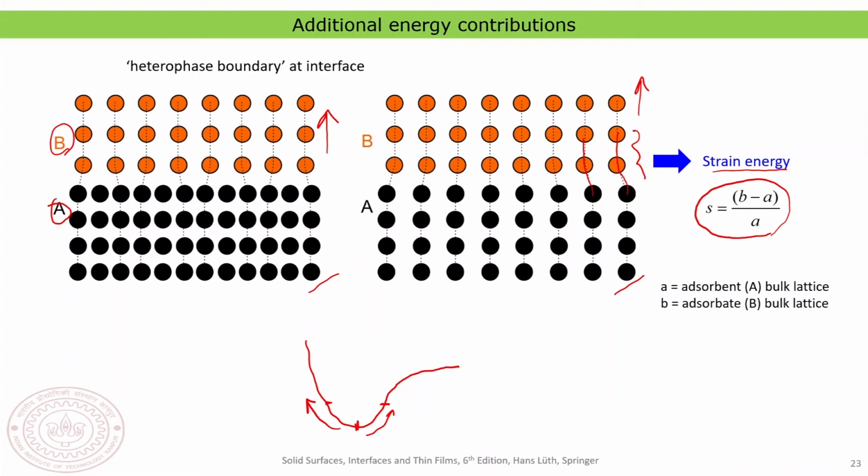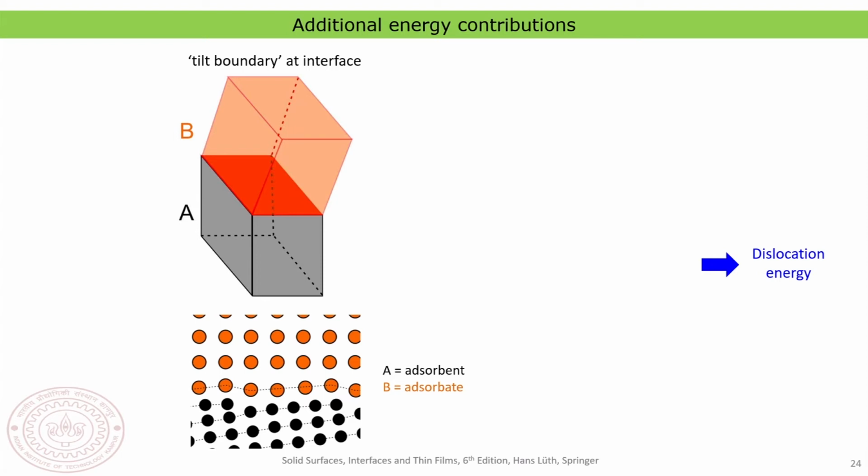In that particular scenario, when the strain energy is very large, something interesting occurs at the interface, known as a tilt boundary. In this case we would call it dislocation energy or dislocation. It is no longer compression or expansion of the equilibrium atomic positions of the adsorbate. Instead, the orientation of the lattice changes. So here, for example, I have the surface lattice orientation, and this is the orientation of the adsorbate.